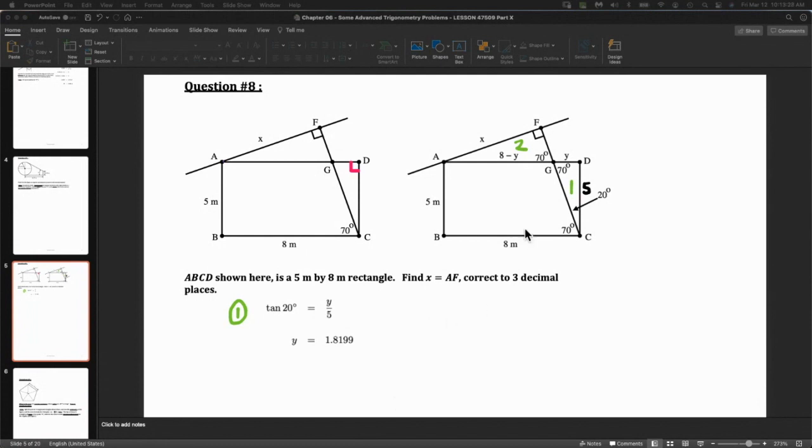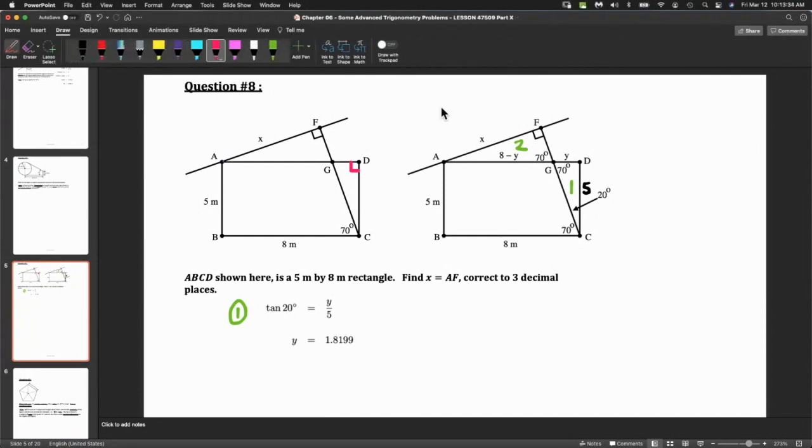So I got y here by using tan. Now, if you're wondering why the heck it is tan, here's my triangle, and there's a right angle. If this is 20, then this is opposite, and that's adjacent. See? Opposite and adjacent. So hopefully that assists you with getting past the first hurdle.